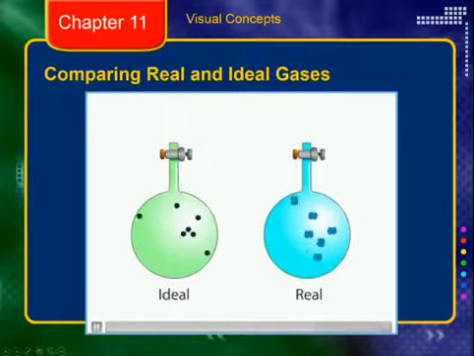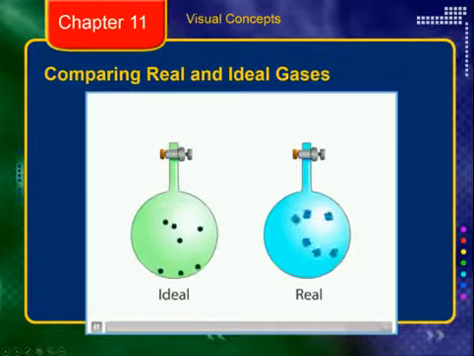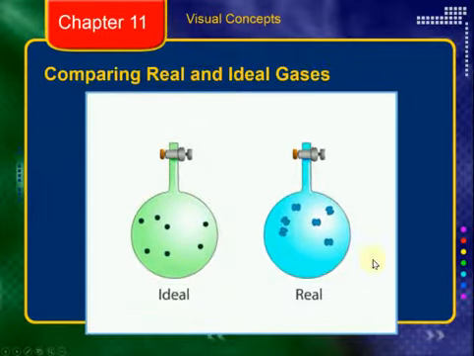Ideal gas particles are always moving, but collisions that lead to sticking can cause real gas particles to violate this rule. Ideal gases do not attract or repel each other. Sometimes real gases do attract or repel each other.